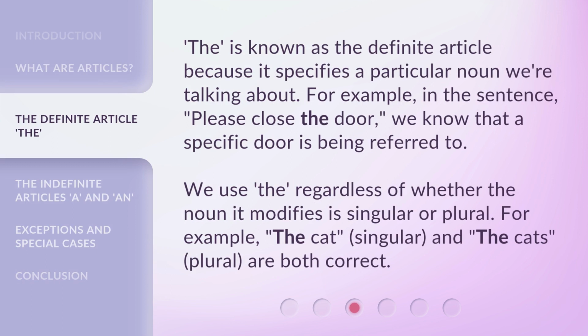"The" is known as the definite article because it specifies a particular noun we're talking about. For example, in the sentence, "Please close the door," we know that a specific door is being referred to. We use "the" regardless of whether the noun it modifies is singular or plural. For example, "the cat," singular, and "the cats," plural, are both correct.